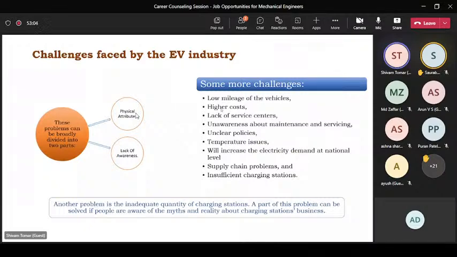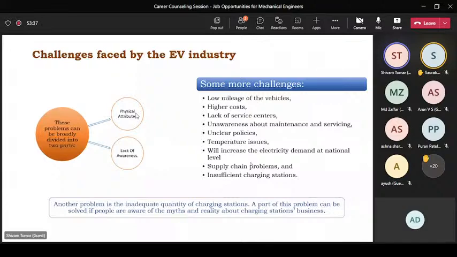This is the demand of the electricity will increase, and the shortage of the electric supply we can face in the coming time. Okay, supply chain problem. We talked about if products or parts are currently not available, or we don't have that many vendors who can supply us the parts. So this is also another kind of challenge that we are facing.